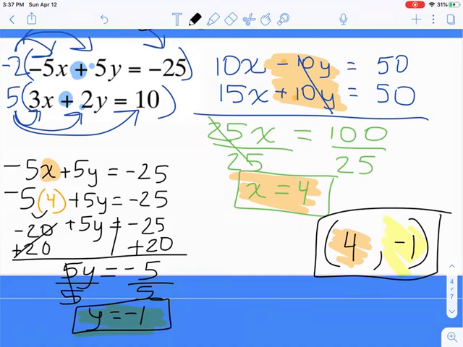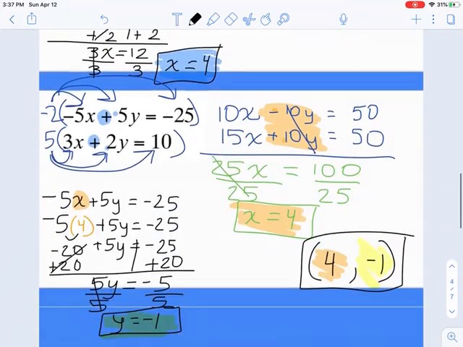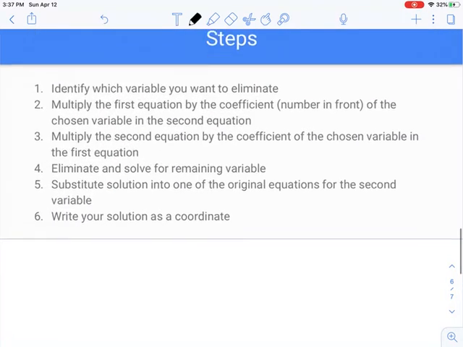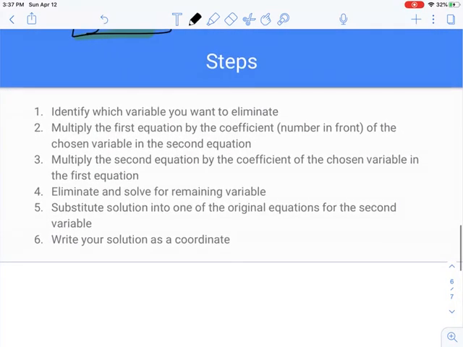Very good. And if you notice, we got the same answer, which means it doesn't matter which variable you eliminate. So just to briefly go through the steps we did. First, we identified which variable we wanted to eliminate. Then we multiplied the first equation by the coefficient of that variable in the second equation. Then we multiplied the second equation by the coefficient of the chosen variable in the first equation, right? Because we multiplied 5 by 2 and we multiplied 2 by 5.